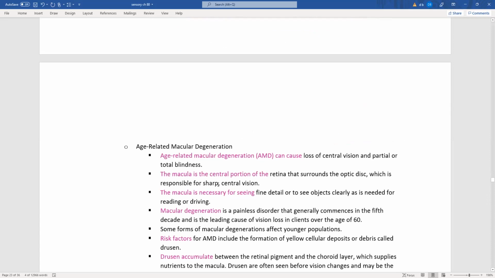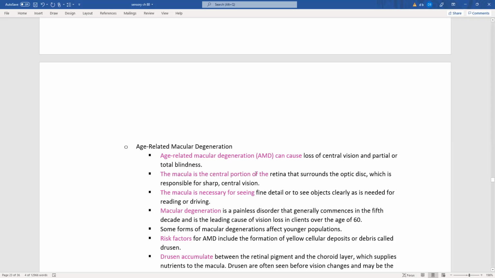So let's talk about age related macular degeneration. With age related macular degeneration, it can cause loss of central vision and partial or total blindness. That's what happens with age related macular degeneration. The macula is central, it's the central portion. I think I'm gonna remember that, C and that C.